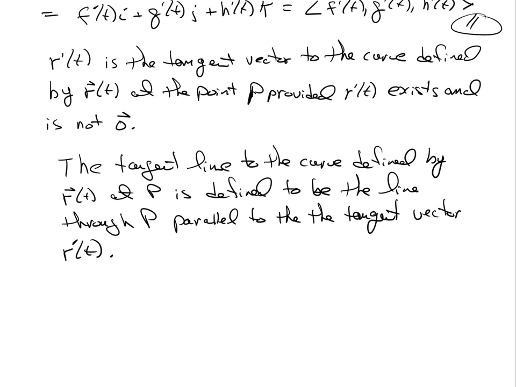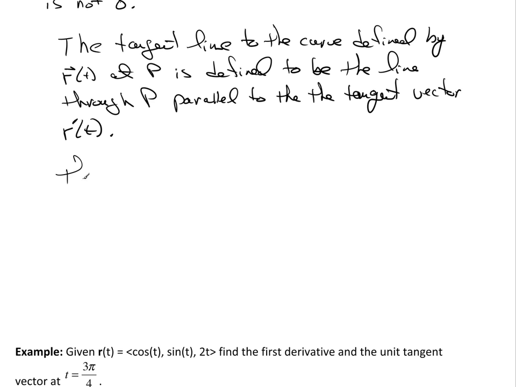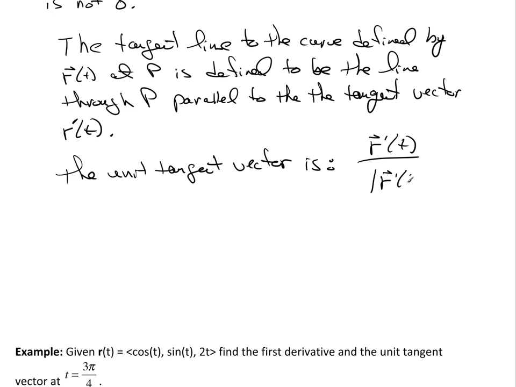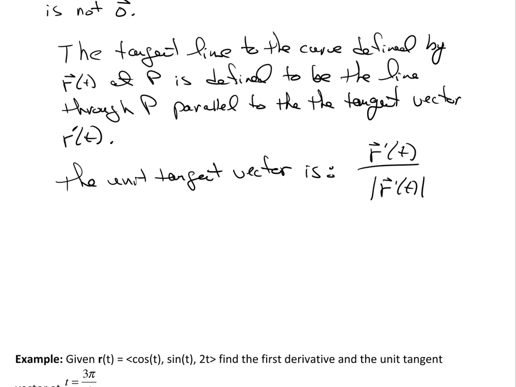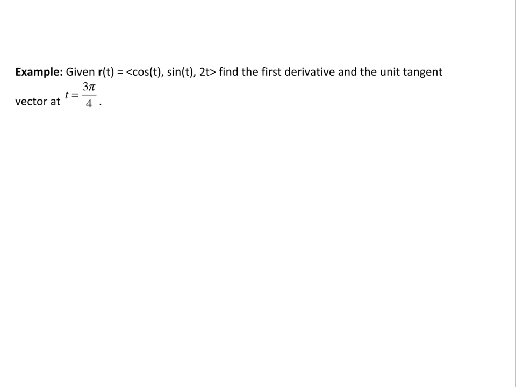Now the unit tangent vector, we would define it the same way we do any other unit vector. So I'm going to have r prime of t divided by, you guessed it, the magnitude of r prime of t. That's what makes a unit vector. So when we have a need for a unit tangent vector, that's exactly how we would go about it. Now, let's take a look at a quick example here.